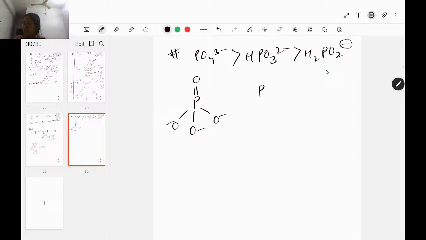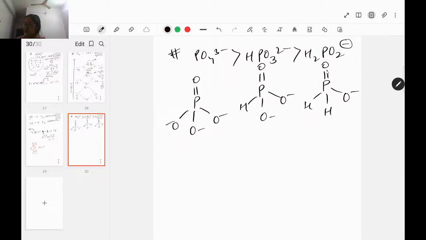And here the HPO3 2 minus structure should be like this. Hydrogen, O minus, O minus. And over here phosphorus double bond O, H, and we have O minus. Okay, so you can clearly see this is PO4 3 minus. So there are 3 O minus atoms.